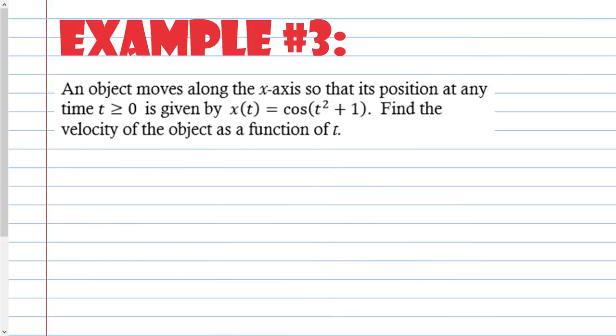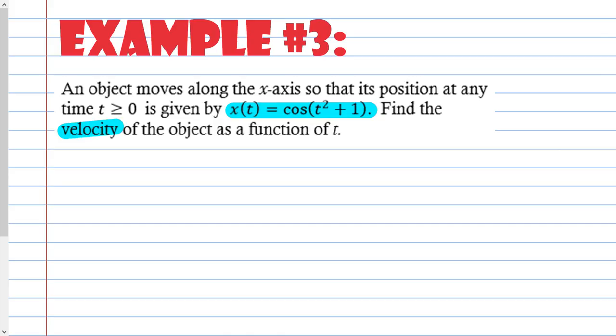Example 3. An object moves along the x-axis so that its position at any time t greater than or equal to 0 is given by x of t equals cosine of t squared plus 1. Find the velocity of the object as a function of t. Okay, so here's my position function. x of t is position. They want me to find the velocity of the object.